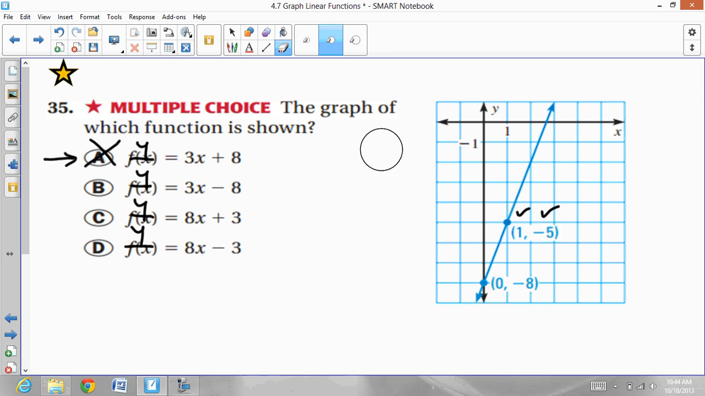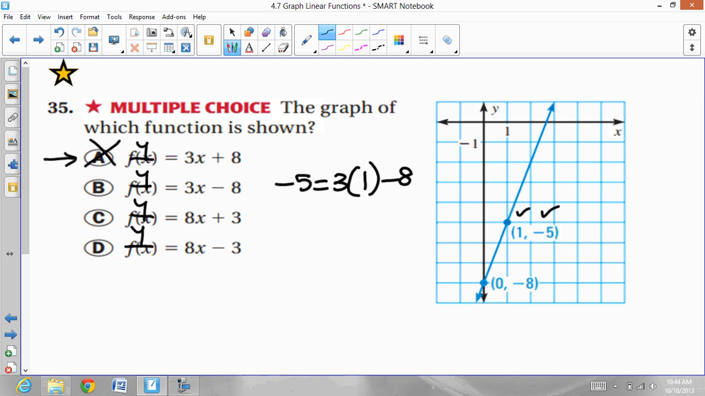Now let's focus on answer choice B. So my y is going to be negative 5, and my x is 1: 3 times 1 minus 8. So 3 times 1 is 3, and minus 8 in this case is going to give me negative 5, and negative 5 is equal to negative 5, so it is true for the first point.